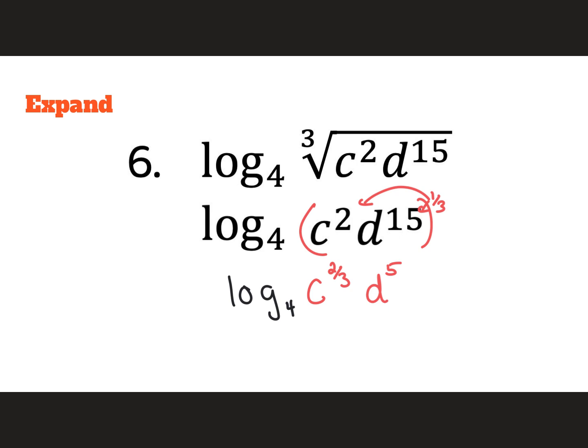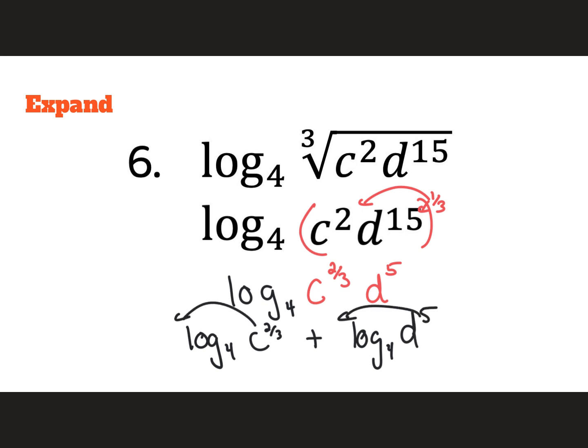So we can split this argument up since it's a product. That's going to split into 2 logs, same base, log base 4 of c to the 2/3 plus log base 4 of d to the 5th. Lastly, use my power rule to make this 2/3 log base 4 of c plus 5 log base 4 of d.